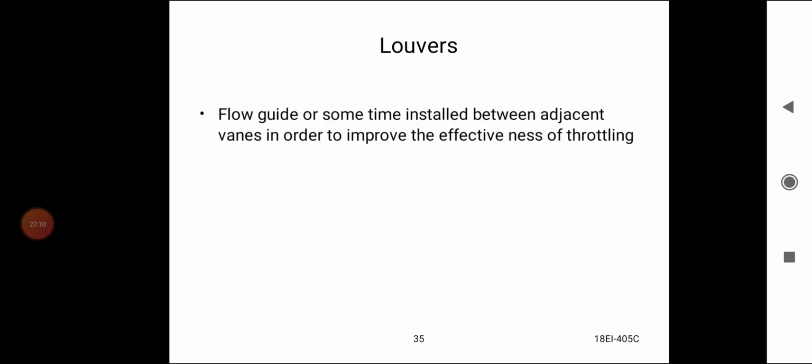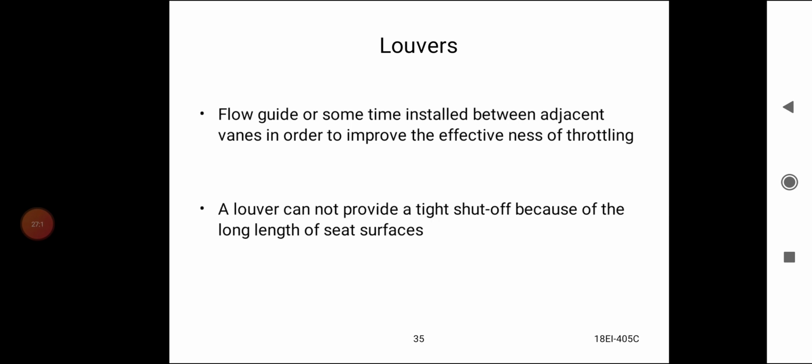Flow guides are sometimes installed between the adjacent vanes in order to improve the effectiveness of throttling. A louver cannot provide a tight shutoff because of the long length of seat surfaces.